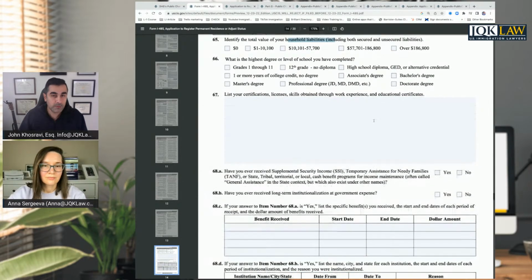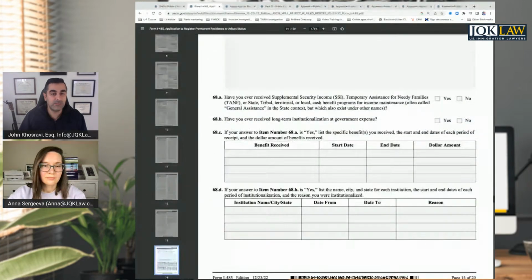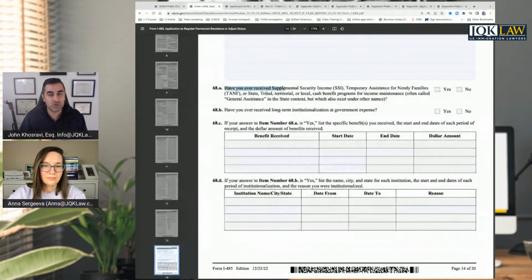The place that could be problematic is 68A and B. Have you ever received supplemental Social Security income, temporary assistance for needy families, essentially programs where the government, whether local, state, federal, or even tribal, gives cash benefit programs for income maintenance, often called general assistance? That could be problematic. Then 68B: have you ever received long-term institutionalization at government expense? These two, if you say yes, could lead to a denial. So you have to be very cautious.